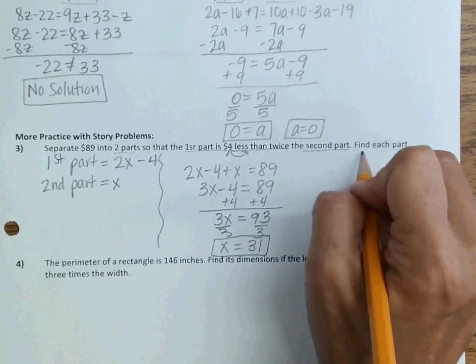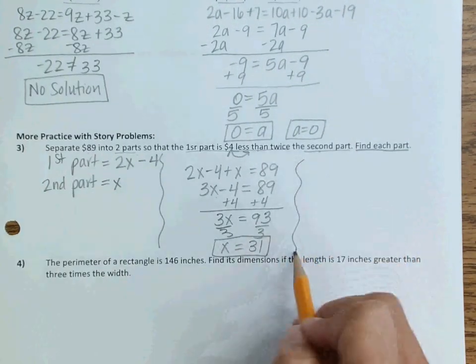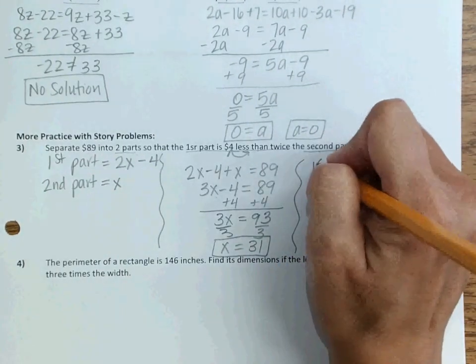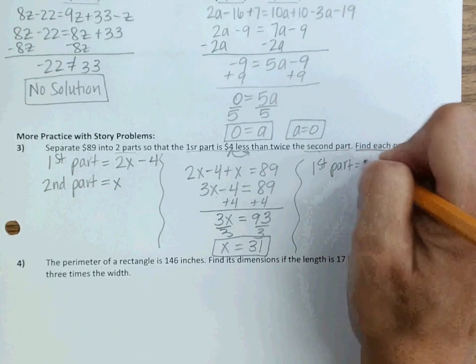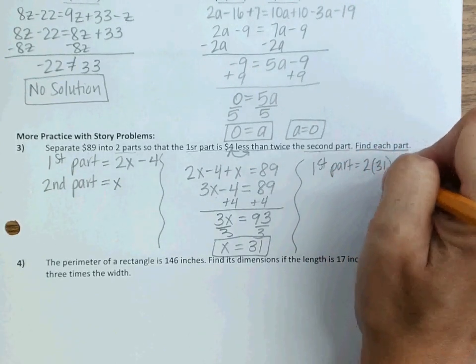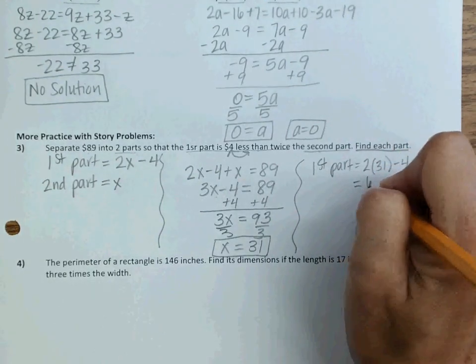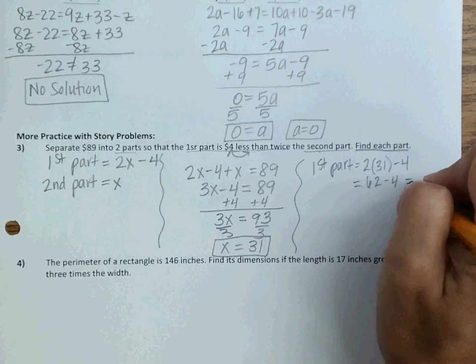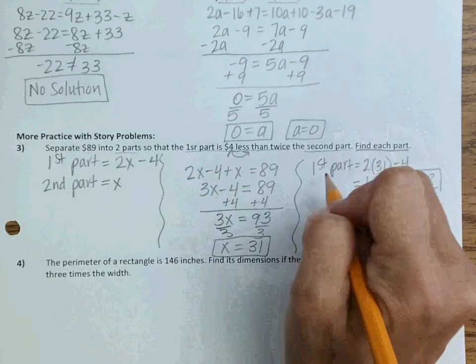Okay, now it did say find each part, so let's go ahead and do that for our final step. The first part is going to be 2 times 31 minus 4. Okay, 2 times 31 is 62 minus 4. We get 58. So this is my first part.